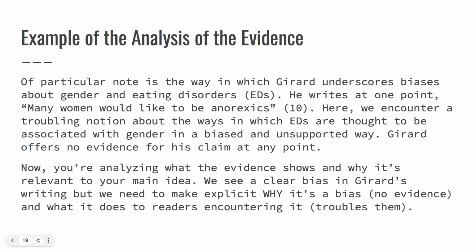your analysis might be something like, "Here we encounter a troubling notion about the ways in which EDs are thought to be associated with gender in a biased and unsupported way. Girard offers no evidence for his claim at any point." Now you're analyzing what the evidence, which is that quote about many women would like to be anorexics, shows us and why it's relevant to your main idea about underscoring biases about gender and eating disorders. We can see a clear bias in Girard's writing, but we need to make explicit for our readers why it's a bias. He offers no evidence, and what it does to readers encountering it.